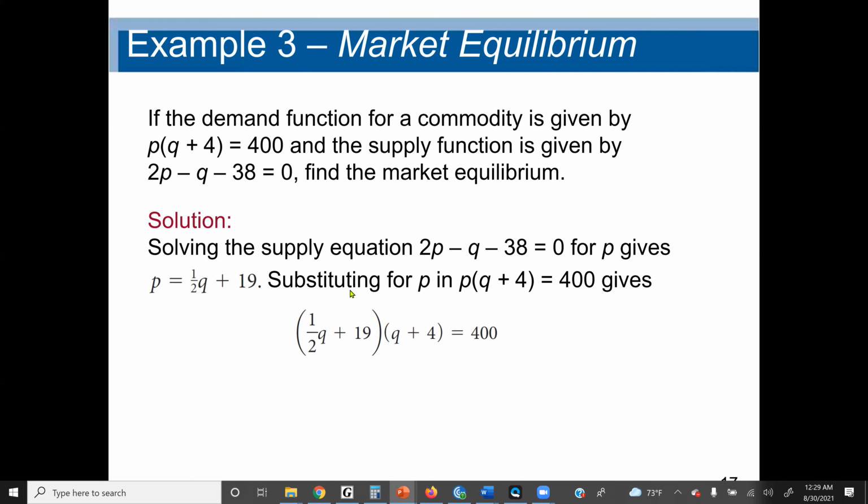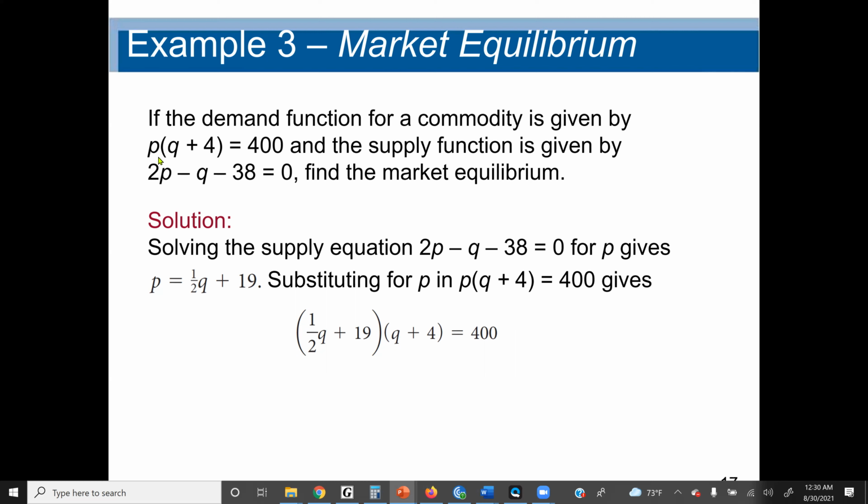So we substitute for P in P times Q plus 4 equal to 400, which will give us this. The way we are solving this problem is that we are using a system of linear equations, like the substitution method. For example, I have two equations now. I have P times Q plus 4 equal to 400.